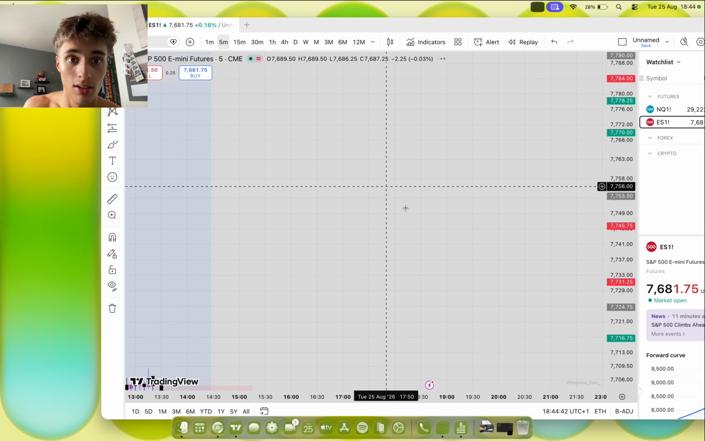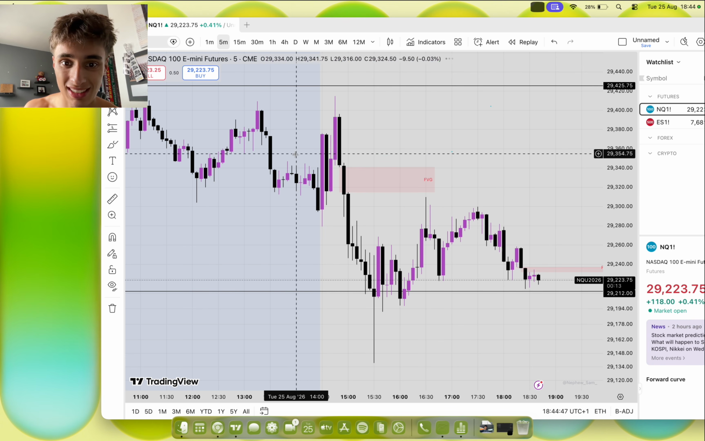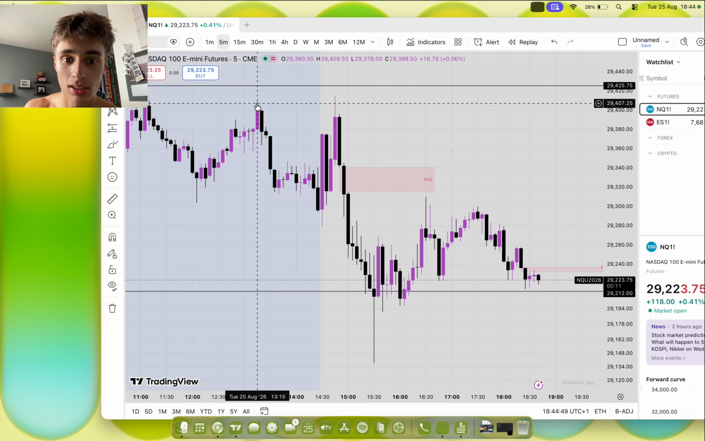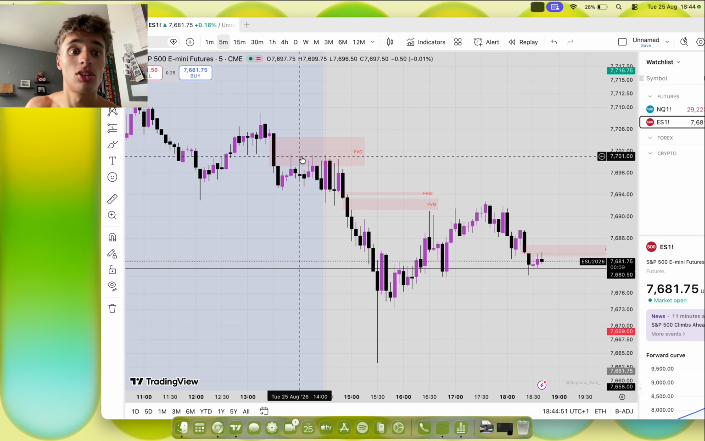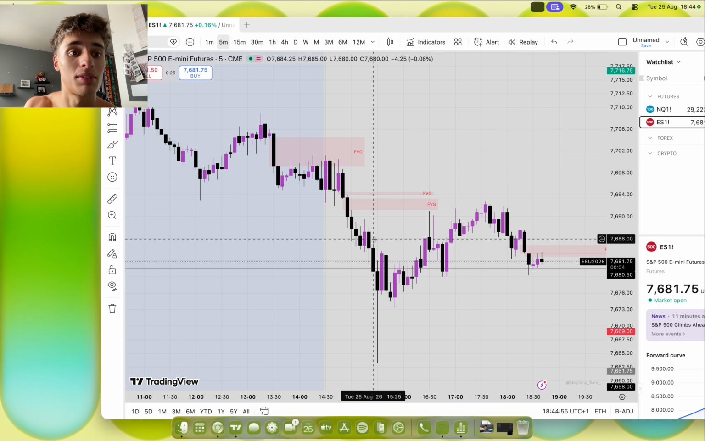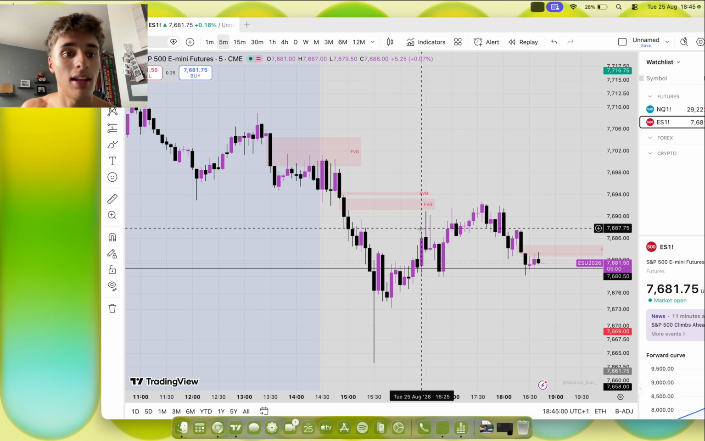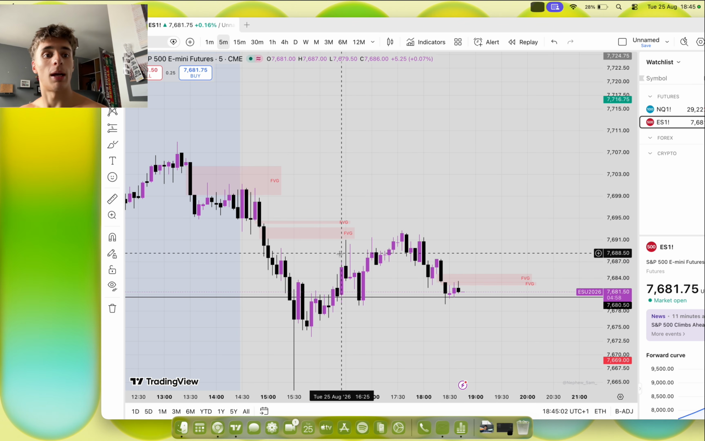So let's go on the 5 minute. Market opens, and on Nasdaq we go up and sweep this liquidity here, and on ES we don't. Then after, we start moving down. So here we've got an SMT, and we create a few gaps here, here. So I now wait to see what we do with those gaps. If we tap into it, if we inverse it, what do we do?